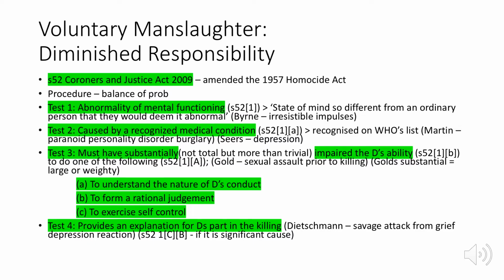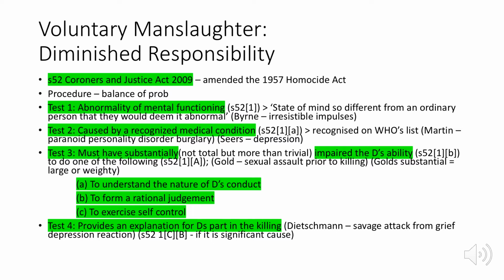Next, you've got voluntary manslaughter. Now there's two VMs that you need to know about for the exam, the first of which is diminished responsibility. This comes under Section 52 of the Coroners and Justice Act 2009, which was amended by the 1957 Homicide Act. Procedure is on the balance of probability.